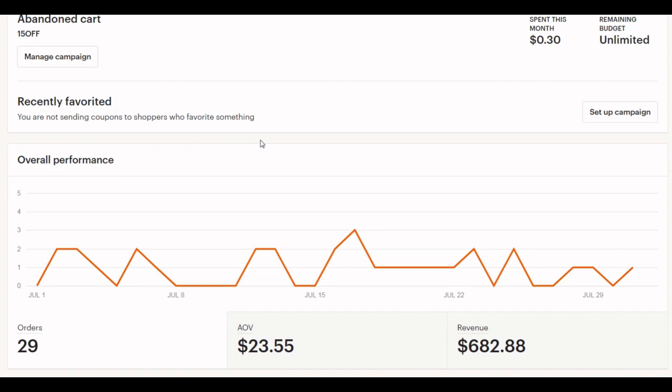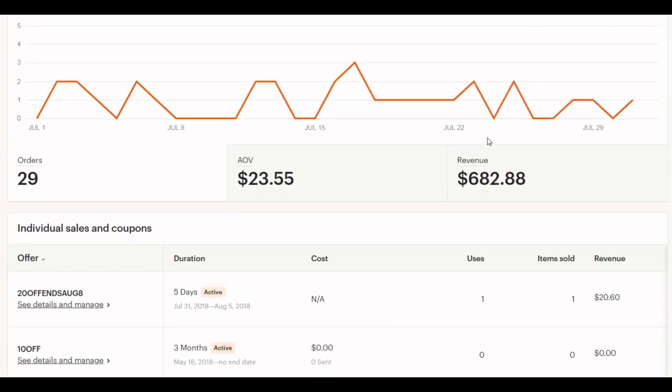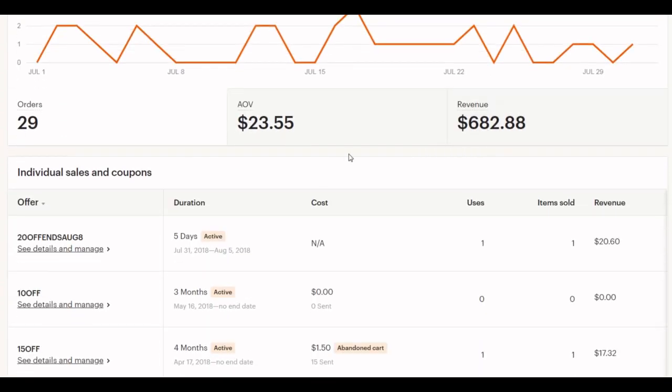For the month of July, I've had 29 orders through my sales listings, with an average order value of $23 to $24, which would be, I guess, the average cost of a t-shirt plus shipping. The total revenue for orders made through listings on sale is $682. Now let's look at some of the actual sales that I'm running even right now.